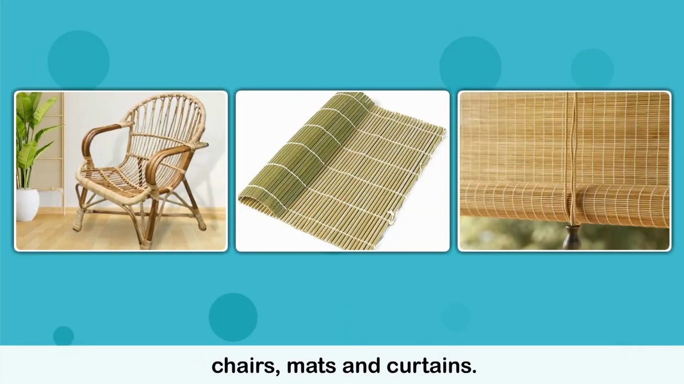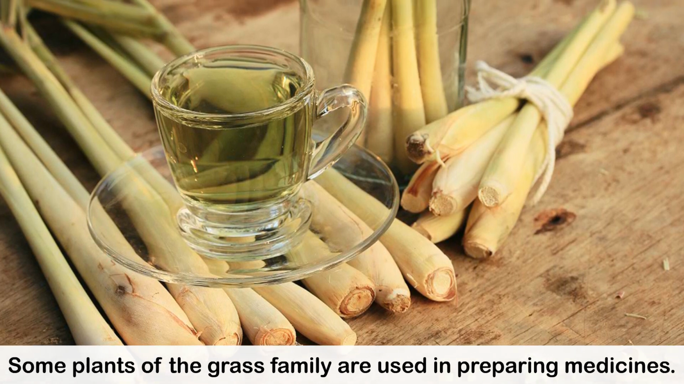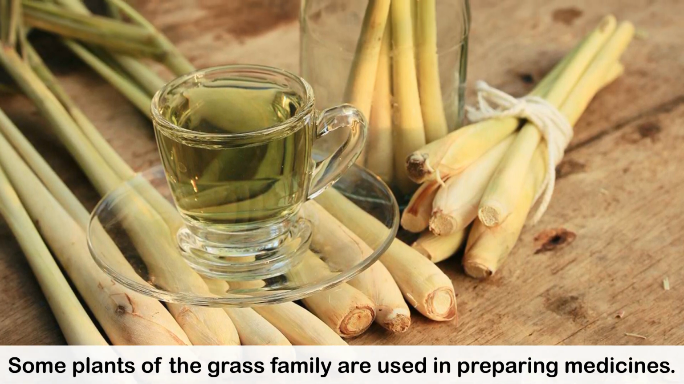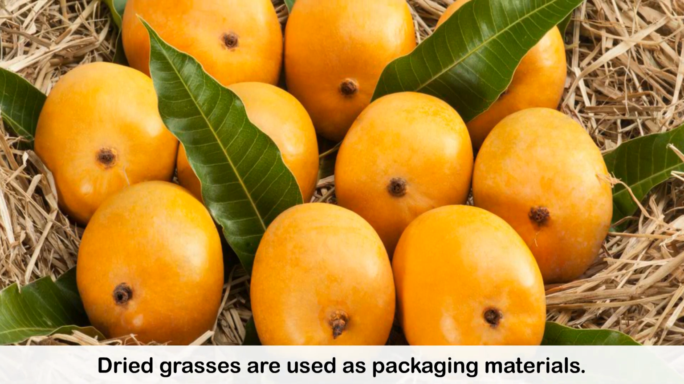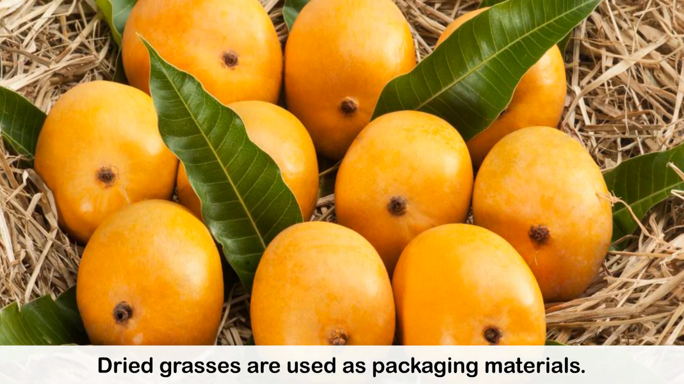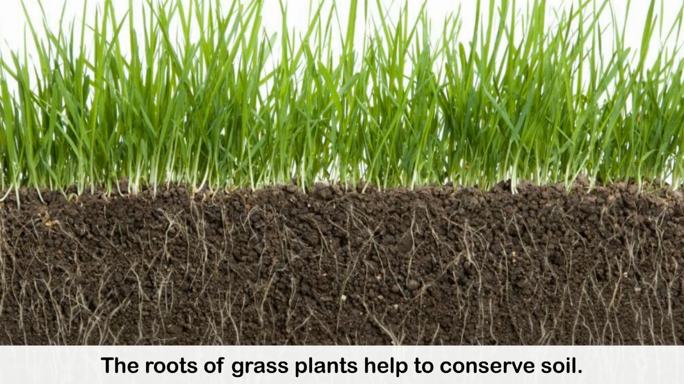Dried grasses are used as packaging materials. The roots of grass plants help to conserve soil. Paper was first made in Egypt from a grass called papyrus. That is why it is called paper.